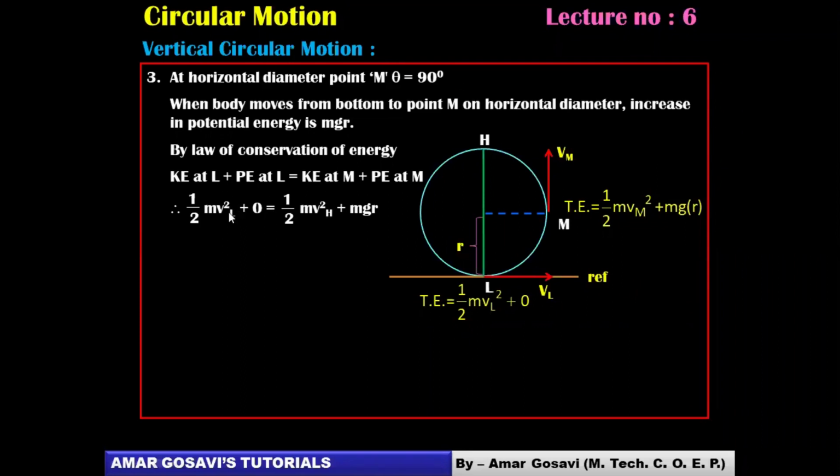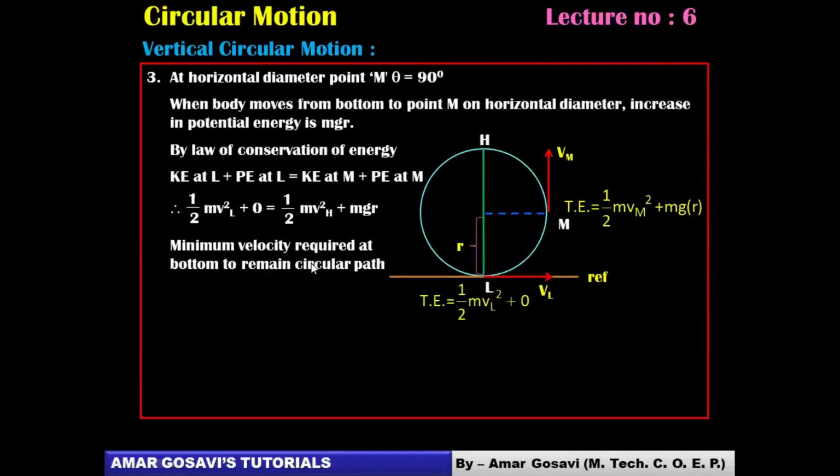We all know vL is equal to root 5rg. Just now we have derived. Here instead of H, it should be M. Okay, it's wrongly mentioned. This M. See, here it was M, you can see. The same thing has to be continued over here. It's a typographical error. So place it as M over there.